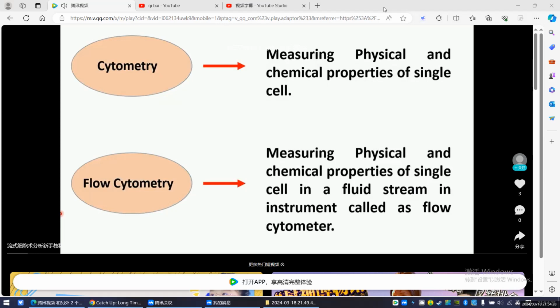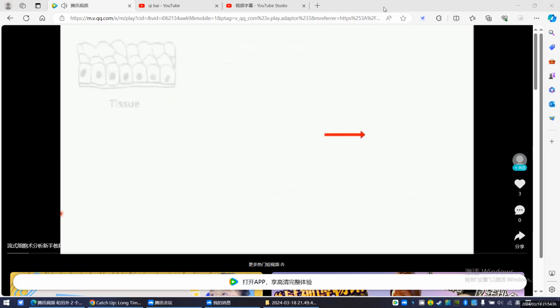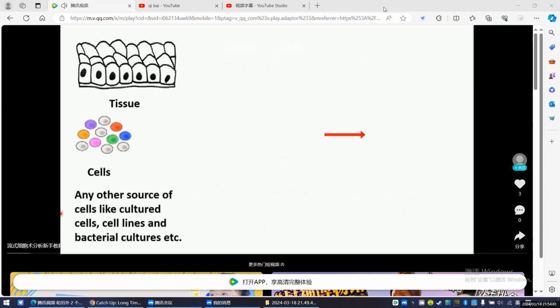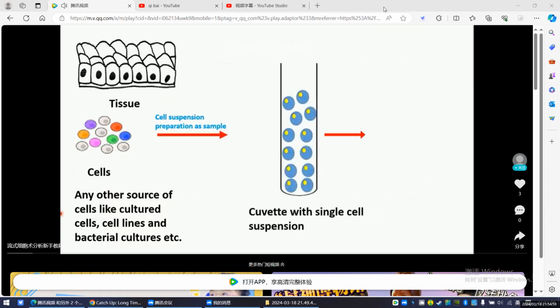Now we will be discussing the simple steps of the flow cytometric analysis, then we will be going towards the applications. To do the flow cytometric analysis, we can start from a tissue, or we can start from single cells, or we can take any other source of cells like culture cells, cell lines, and bacterial cultures, etc. Whatever source you are starting from, you always have to prepare a cell suspension, and this cell suspension will be used as a sample. Now you put that cell suspension in a flow cytometric cuvette, and you put this cuvette in the flow cytometer.